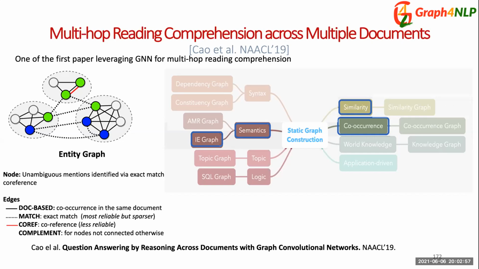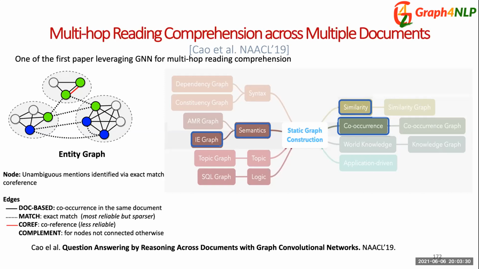One is based on document. If two nodes co-occur in the same document, then they are connected through a certain type of edge called the doc-based edge. It also has a match-based edge that is based on exact match. If two mentions are identical, they are also connected using this edge. And then they also have a coreference edge. Then any other nodes that are not connected get a complement edge.